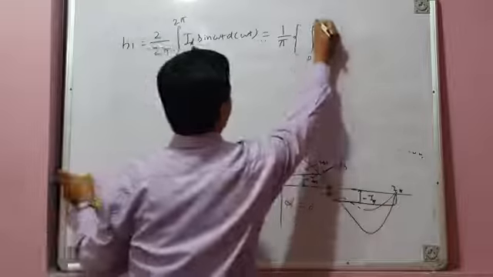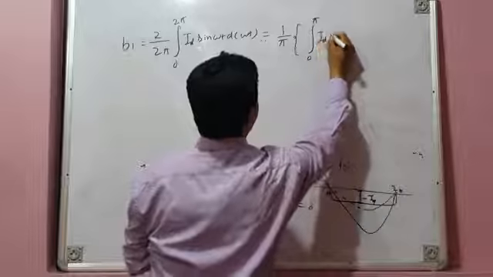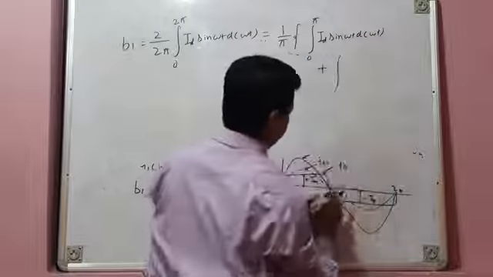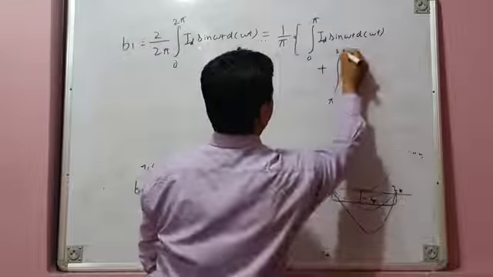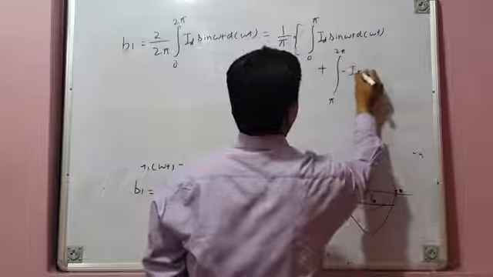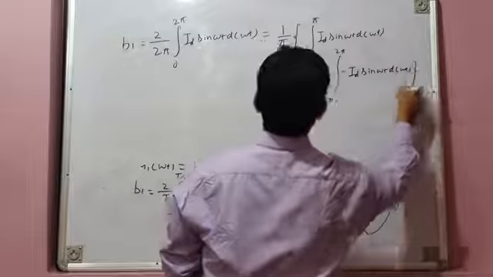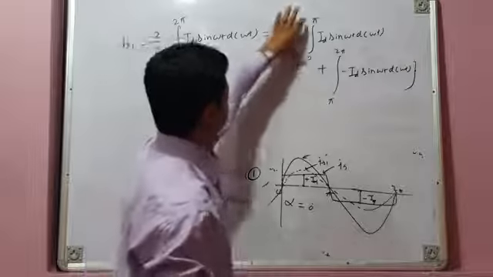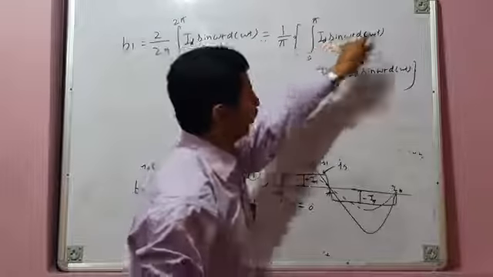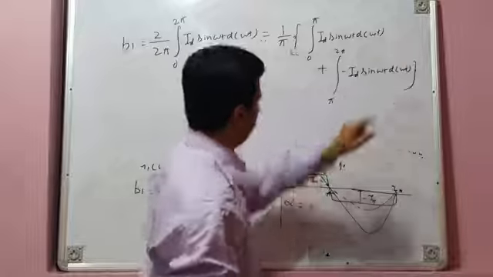So first I will take 0 to pi. From 0 to pi, what is the amplitude of current? It is plus Id. Id sine omega t d omega t plus, then I will take pi to 2 pi. What is the amplitude of current? It is not plus Id, it is minus Id. So I will write minus Id sine omega t d omega t. Actually, it was 0 to 2 pi. I have split it into the first half cycle 0 to pi, where the amplitude of current is plus Id sine omega t d omega t, and then from pi to 2 pi the amplitude of current is not plus Id, it is minus Id sine omega t d omega t.